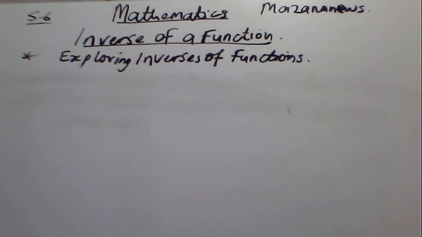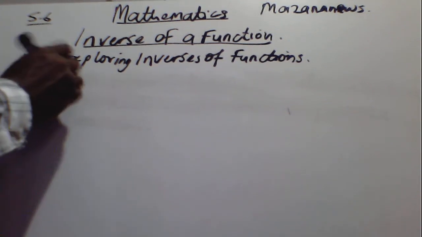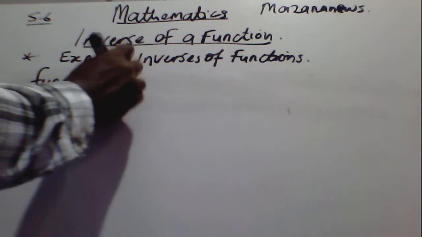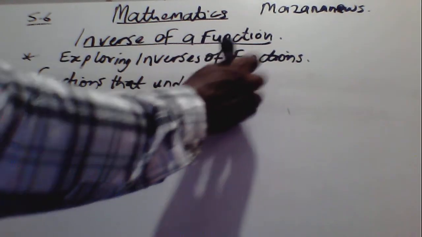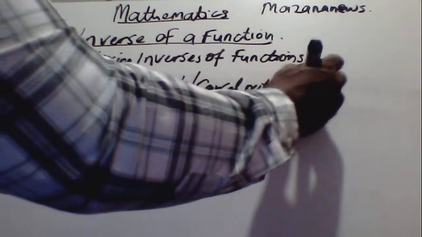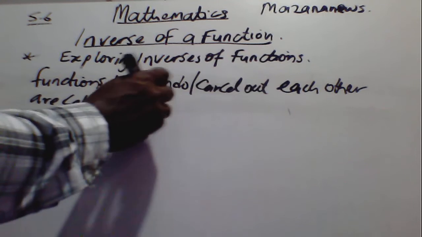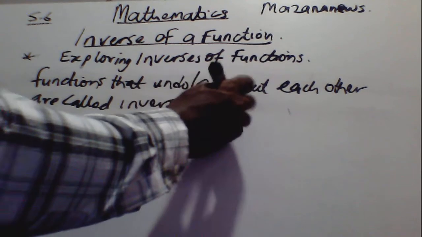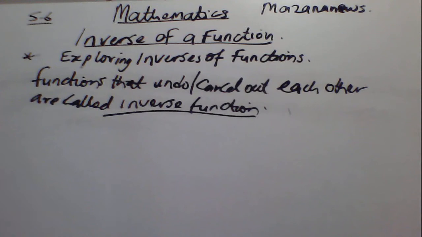Functions that undo each other are called inverse functions. Undo means to cancel out each other. So this is the first thing you have to know.